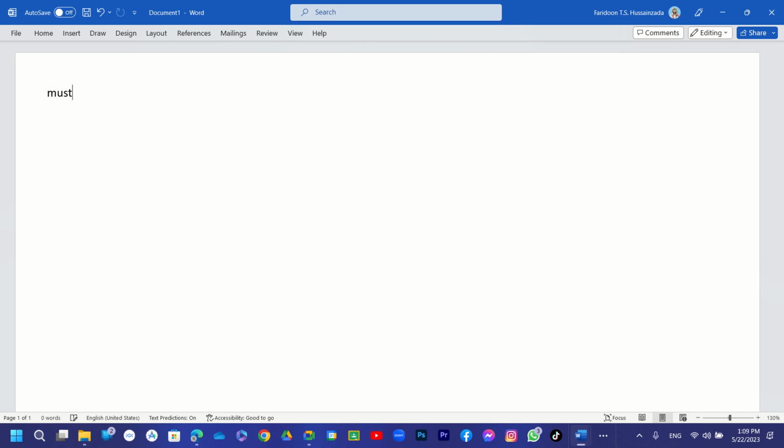So must itself is also known as a modal verb, so that's something that we should all know about. It is a modal verb, okay? And it is mostly used for talking about obligations, right? Or you can say things which are necessary. So for those things we can use must.